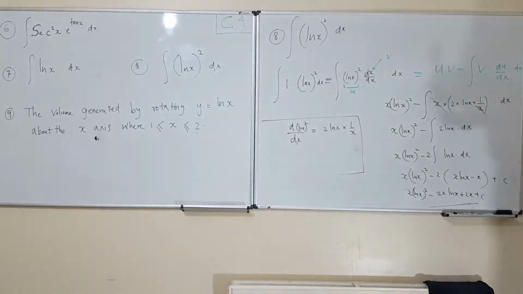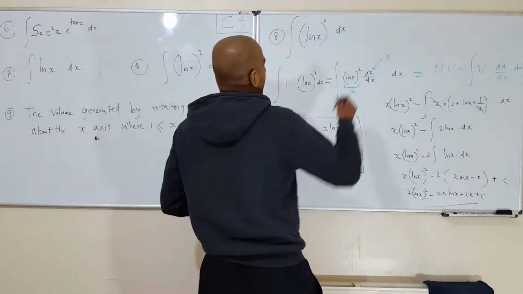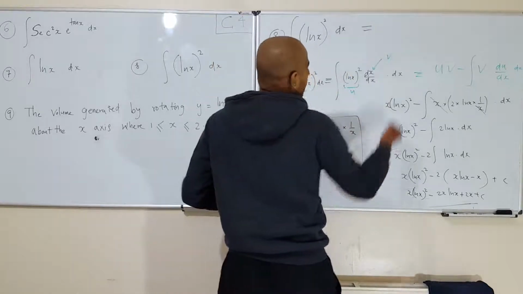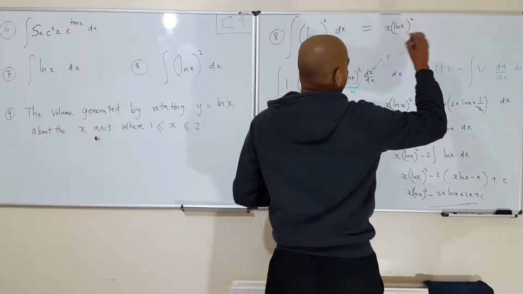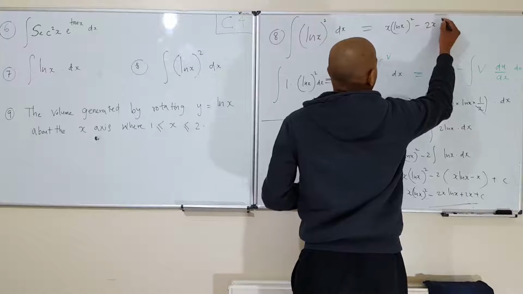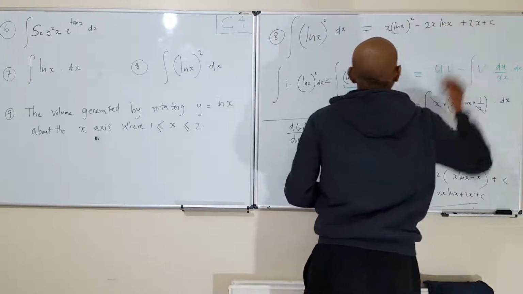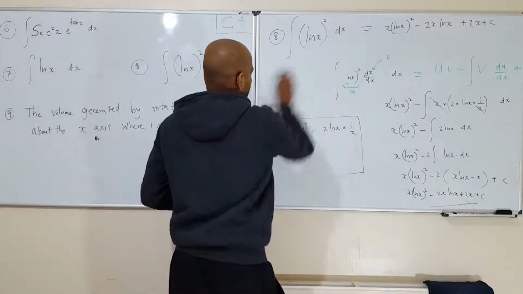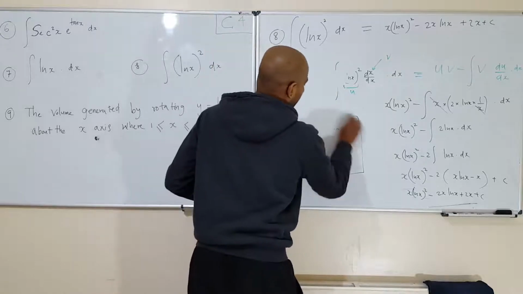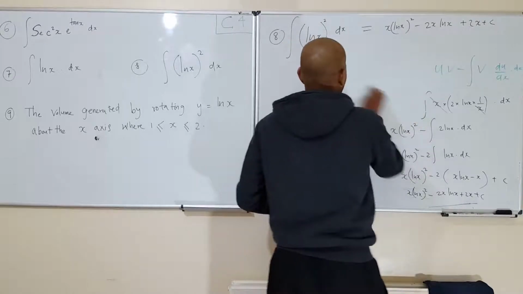Okay. So let's keep that answer for a minute, let me write the answer here. x (ln x) squared minus 2x ln x plus 2x plus c. Because we might need this answer in a future question.